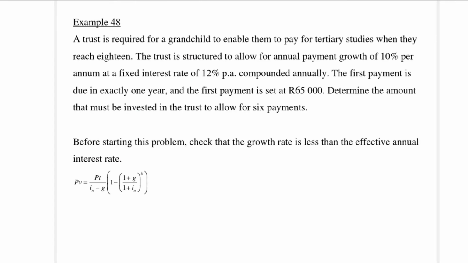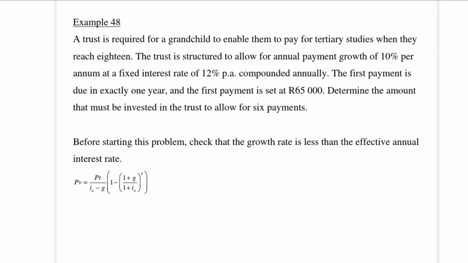So let's look at an example. Example 48. A trust is required for a grandchild to enable them to pay for tertiary studies when they reach 18. The trust is structured to allow for annual payment growth of 10% per annum, and the interest rate is 12% per annum compounded annually.